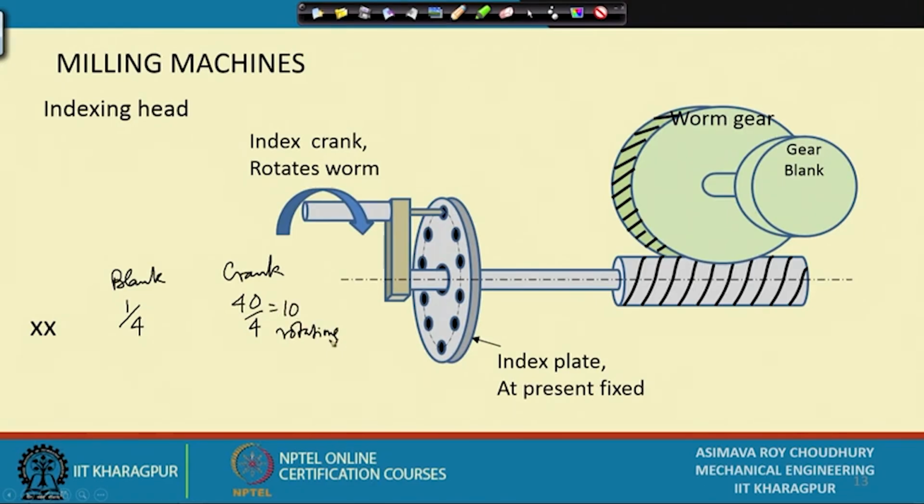So, 10 rotations will give me 90 degrees. 60 degrees will be obtained by 6 and 2/3 of a rotation. So, it seems everything is solved? No. So, while I am skipping some of the discussions on simple indexing, this one is important.